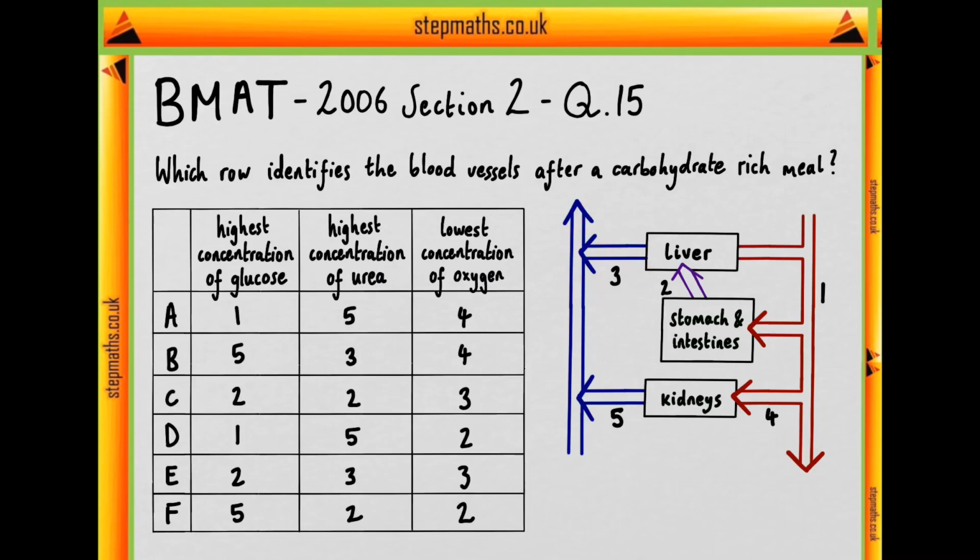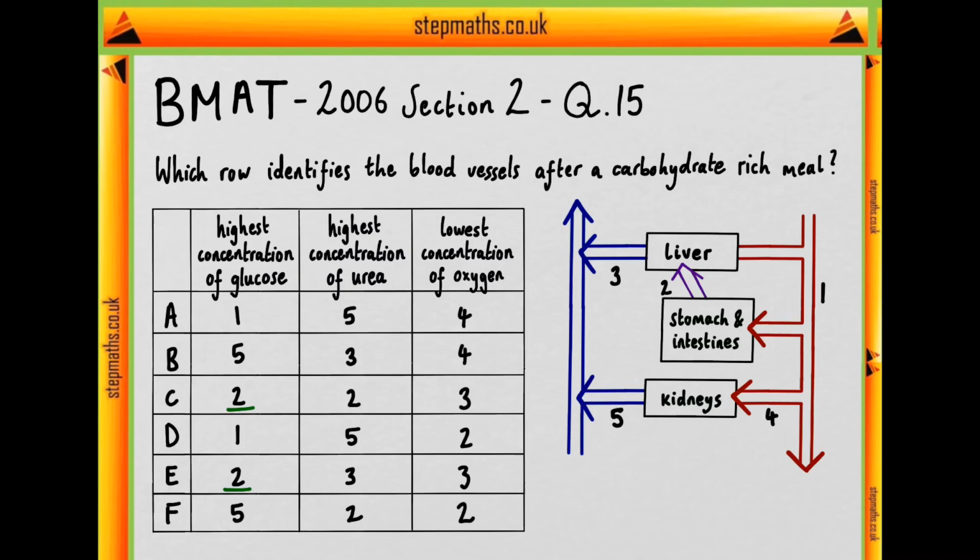So the highest concentration of glucose will be in the portal circulation from the stomach and intestines, which reabsorb the glucose into the liver. So we can say that our answer to the first column is 2, so that gives us C and E as our potential rows. We can eliminate the others. Let's move on to the highest concentration of urea.